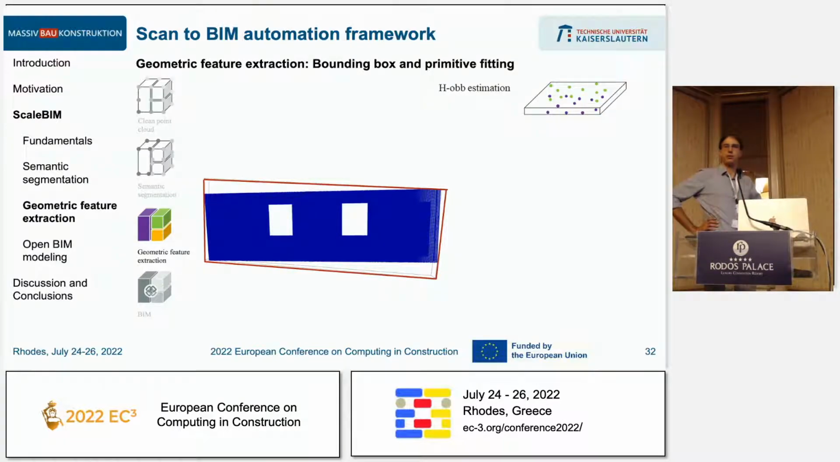Then, after grouping, for instance, a wall, as you can see here, the next step is to actually get the dimension, the position, the orientation, and the translation of the object. A good place to start here is determining the oriented bounding box of the object.